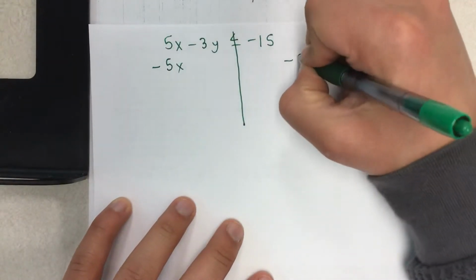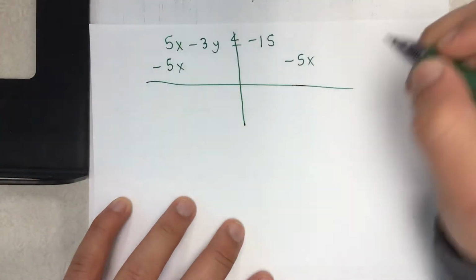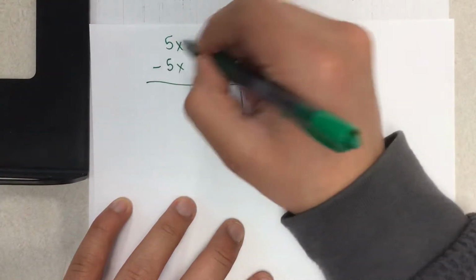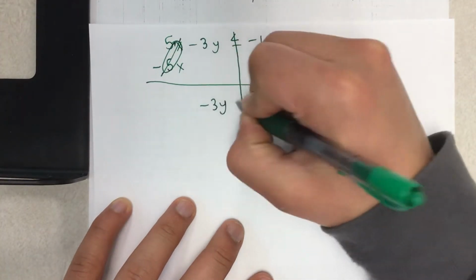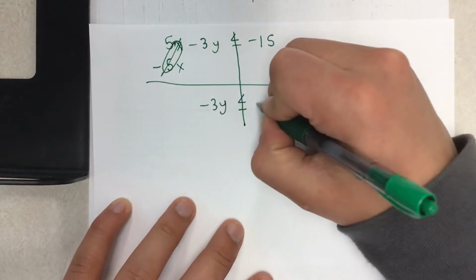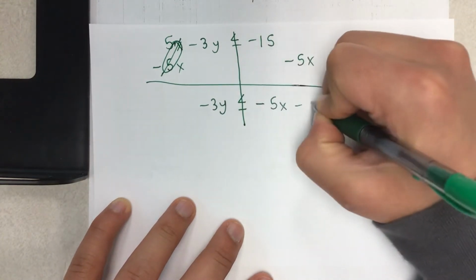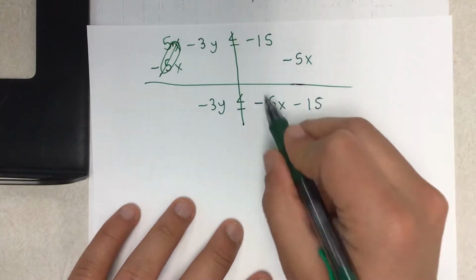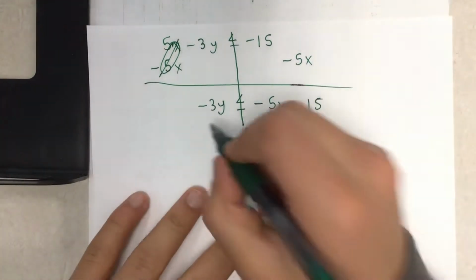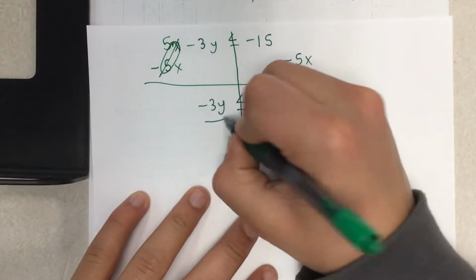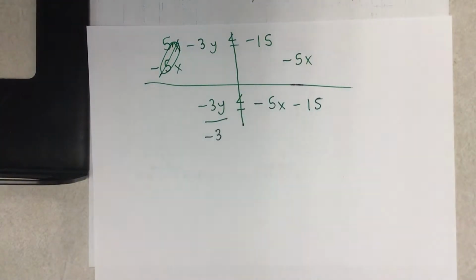What I do to one side, I do to the other. Draw the arrow, draw the line. 5x minus 5x cancels. Those are a 0 pair. So I have negative 3y is less than or equal to negative 5x minus 15. Remember, I just like to bring the variable in the front because it makes it a little easier at the end. Then, last step to get the y by itself, I'm going to divide by negative 3, right?